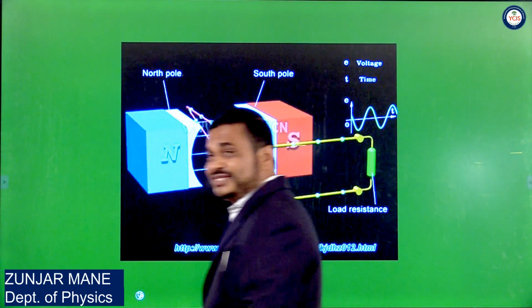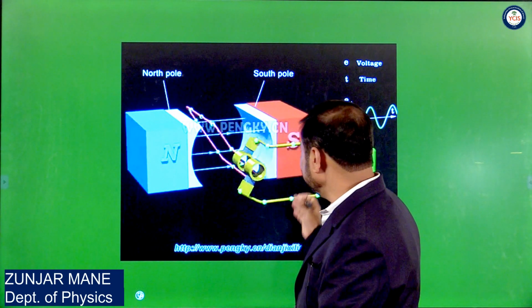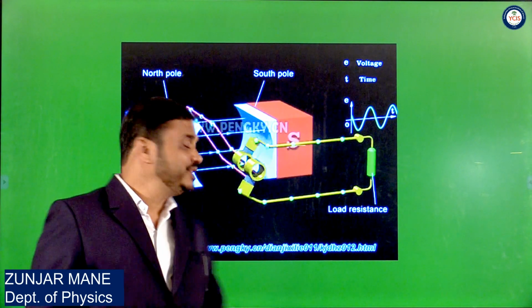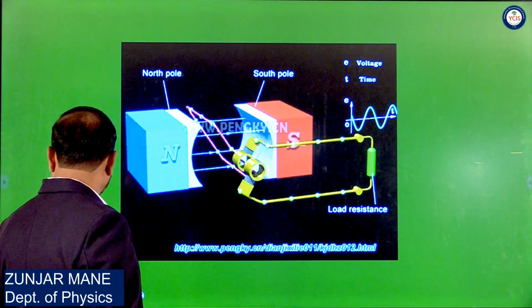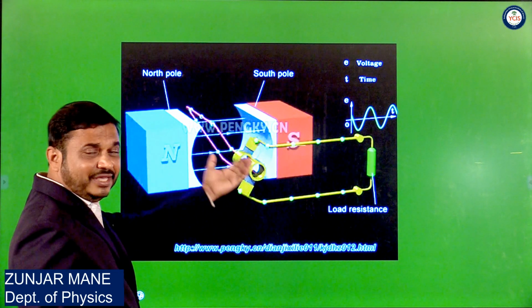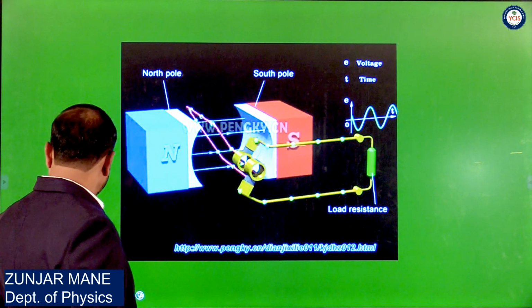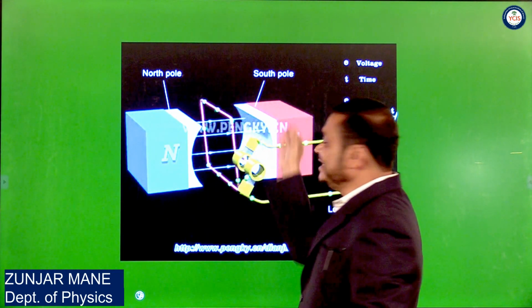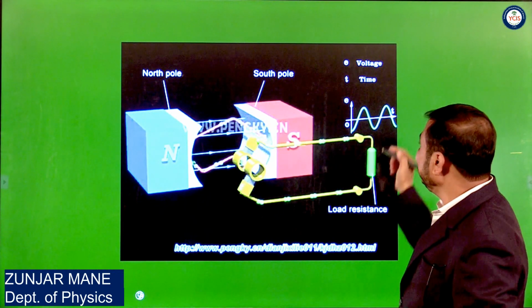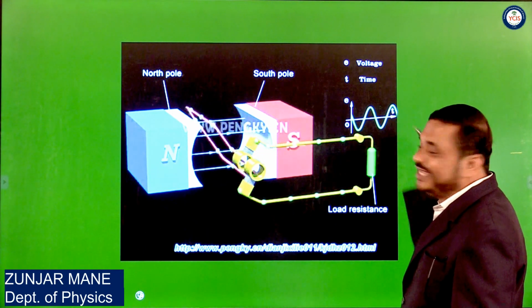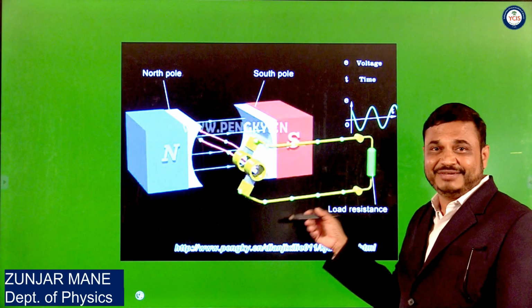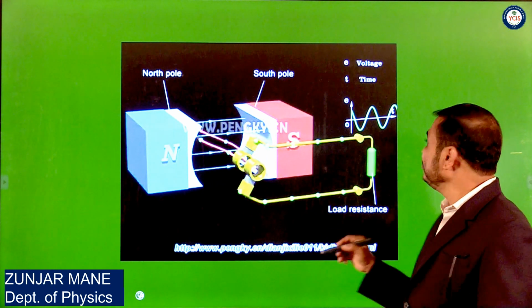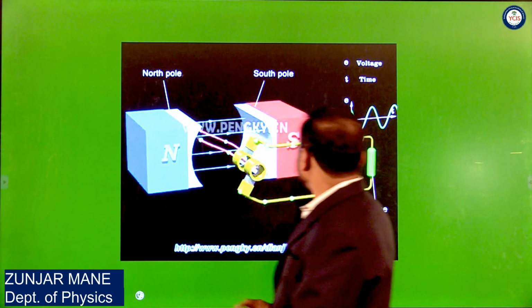So this is the animation. I am thankful to the link or creator which gives this animation, so we can better understand. In the AC generator this coil rotates. When this coil rotates, it cuts the magnetic field and generates the induced EMF. This induced EMF is given by the equation NAB omega sin omega t, that varies as a sine function.